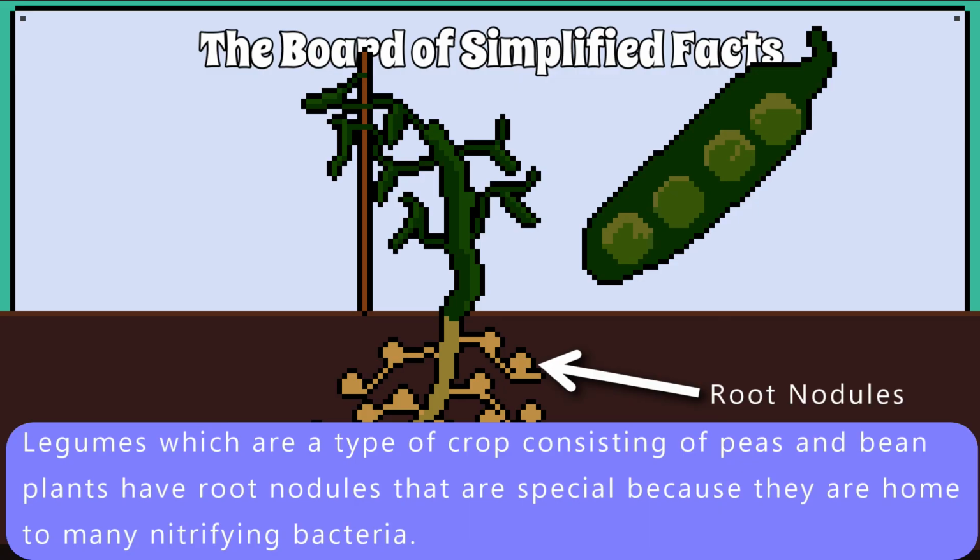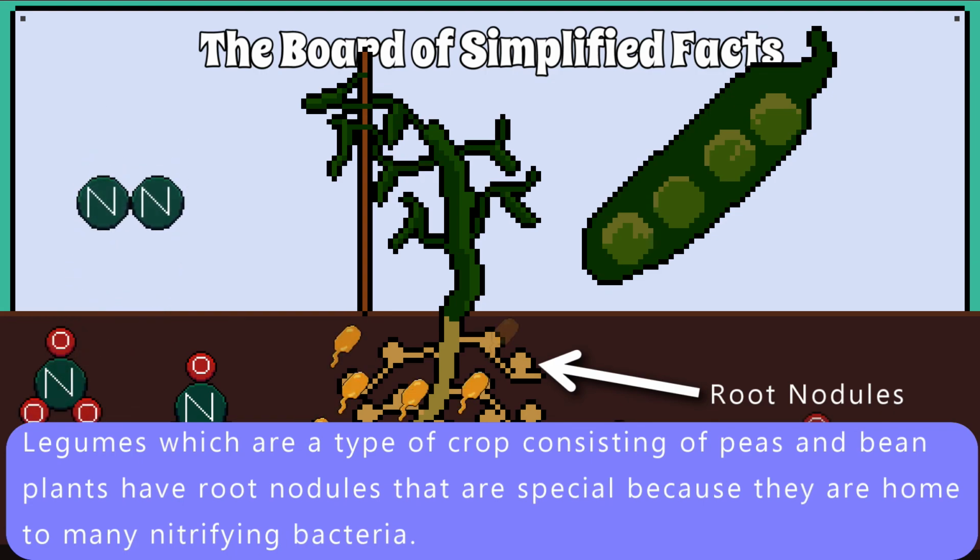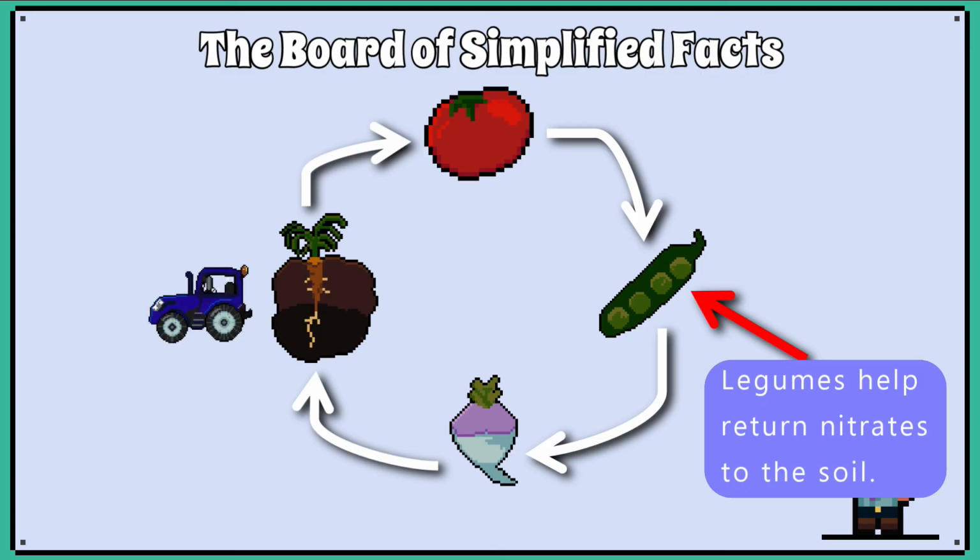Legumes, which are a type of crop consisting of peas and bean plants, have root nodules that are special because they are home to many nitrifying bacteria. Farmers can rotate crops where they plant legumes in the soil to replenish the nitrate levels in the soil, instead of planting the same crop over and over again and depleting the soil of nitrates.